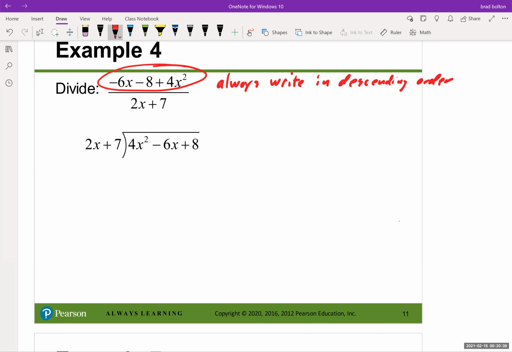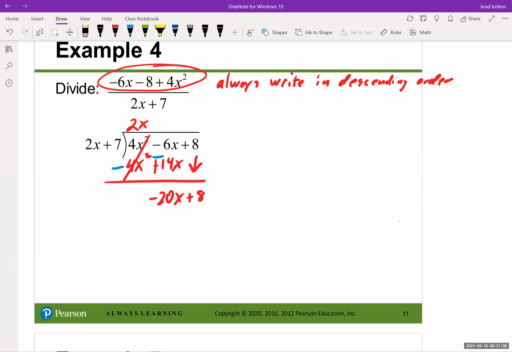So now we ask ourselves the question, what does a 2x need to look just like a 4x squared? Or what do we need to multiply by? So I'm going to multiply by 2x. So now 2x times 2x is 4x squared plus 14x, right? But the moment I draw the bar, I change the sign. So now this cancels and this becomes negative 20x, bring down the 8.